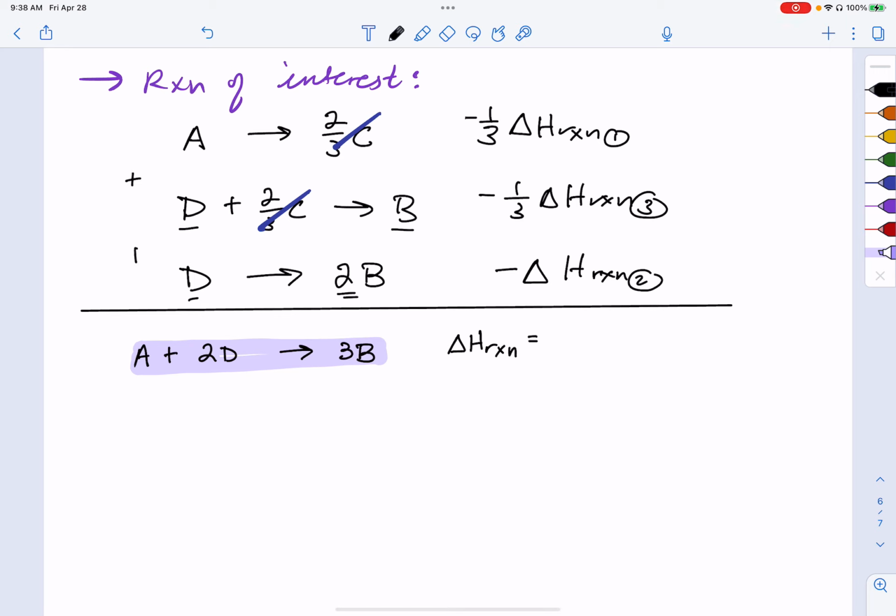Well, since I added up these reactions to get the reaction of interest, then I need to now add up all of their manipulated heats of reactions. So that's going to be negative 1/3 times the heat of reaction 1 plus negative 1/3 of the heat of reaction 3 plus the negative of the heat of reaction 2. So because I followed all my manipulations through into the enthalpies of each of these reactions, when I sum these together, I should get the heat of reaction for the reaction that I care about.